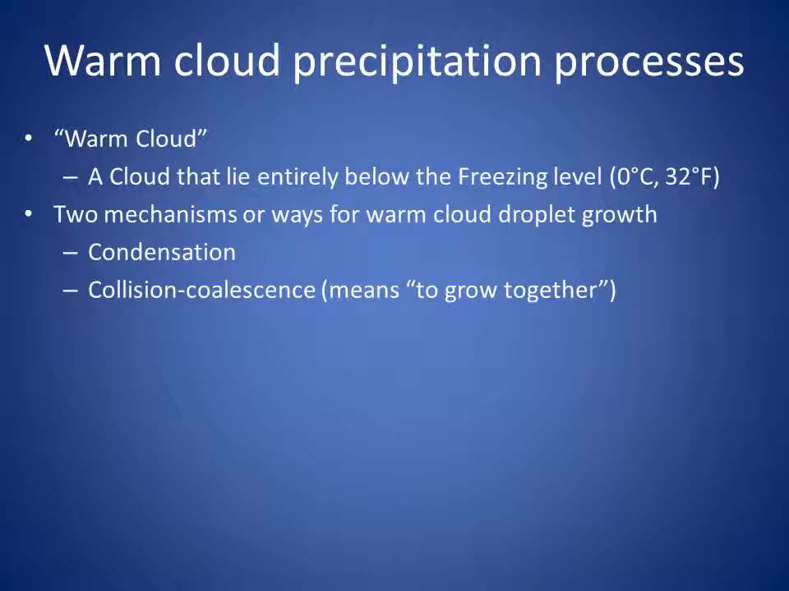Here we'll talk about warm cloud rather than cold cloud. A warm cloud is a cloud that lies entirely below the freezing level. So the entire cloud is below 0 degrees Celsius or 32 degrees Fahrenheit. There are two mechanisms or ways for the warm cloud droplets to grow. The first is by condensation, and the second is by collision coalescence, which means to grow together.